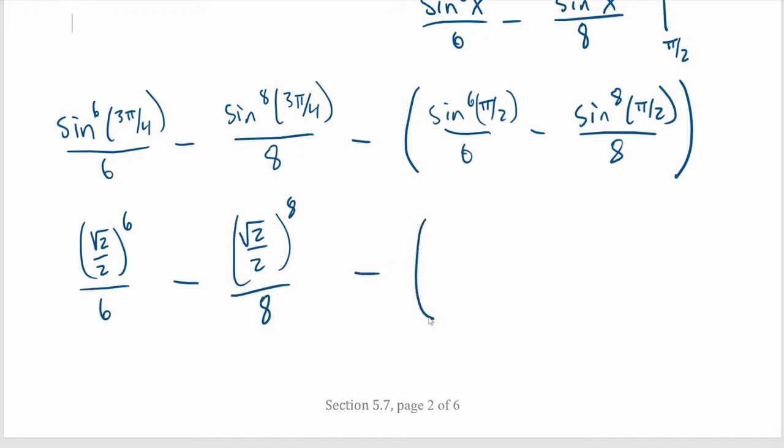Okay, minus, and then pi over 2 for sine, right? Well, pi over 2 is a nice one. That's just 90 degrees. So that for sine is just 1. So 1 to the 6th over 6 minus 1 to the 8th over 8.